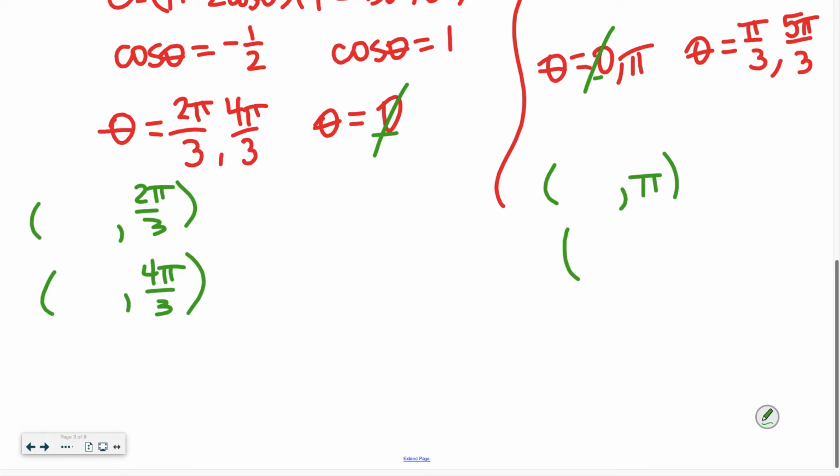Zane and Anthony, you have pi over 3. Izzy and Richard, you have 5 pi over 3. Just go back to r.